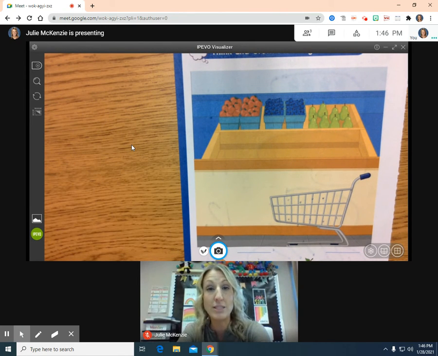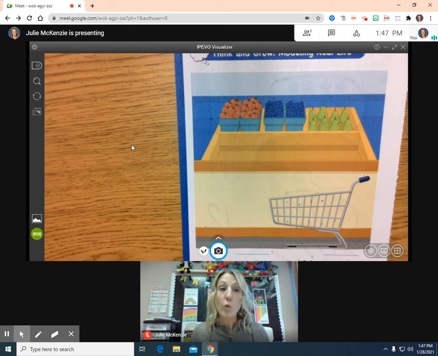The produce section. The produce section is where you pick up the fruits and the vegetables from the grocery store. So we are going to pretend that in our shopping cart we have, let's see, how many oranges? Let's just pretend that in our shopping cart we have 12 oranges.